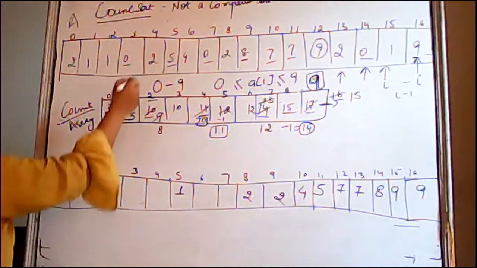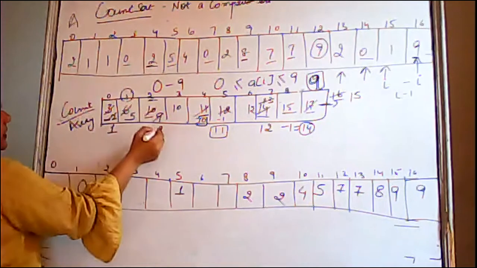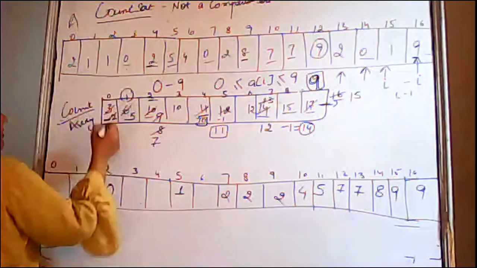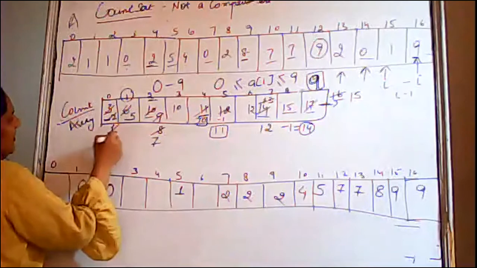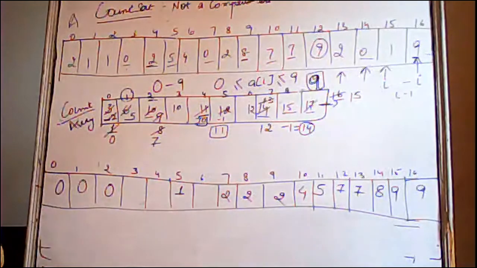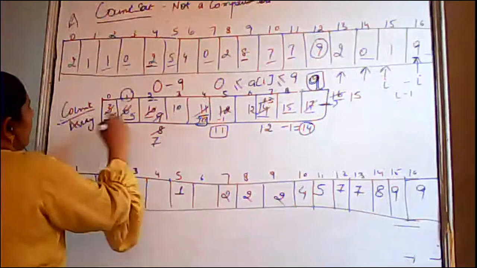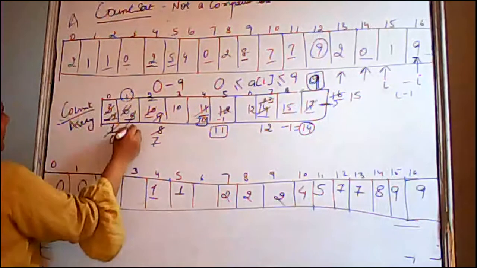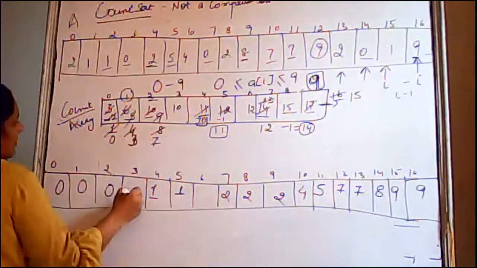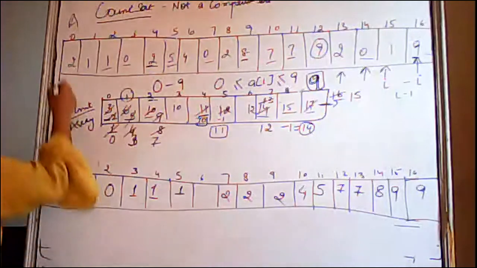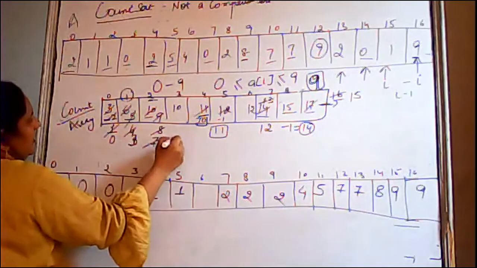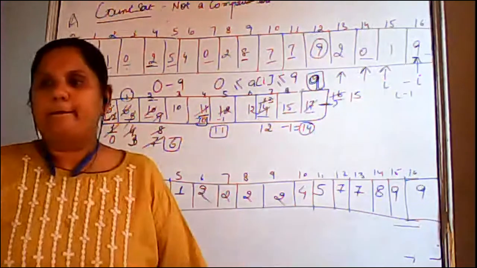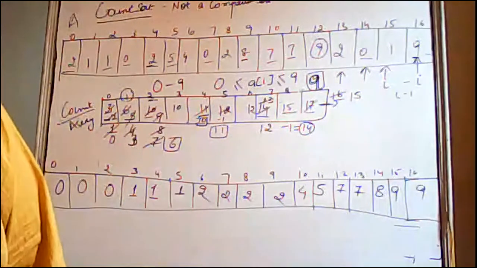Then you have 2. Go to index 2. It was 8. Subtract it. It will become 7. Then 0. Go to index 0. Minus 1. It will become 0. Store 0 at index 0. Then you have 1. 5 minus 1 is 4. Then again 1. 4 minus 1 is 3. Then again 1 here. Fine. Now 2. 2 is at 7. Decrement it. Store 2 at this position.